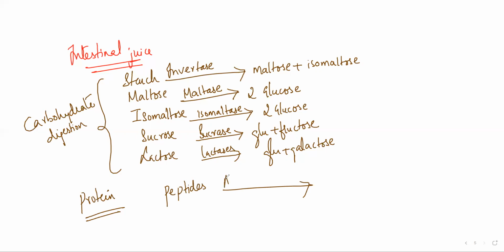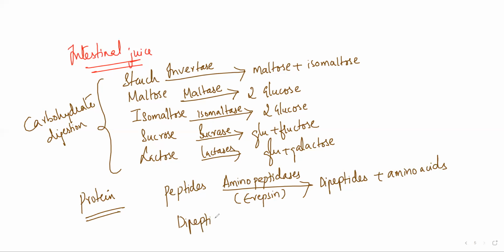Okay, this is going to be acted upon by aminopeptidases. You can even call this erepsin. If you find it as erepsin, this is the same thing. This is going to convert it into dipeptides, as well as produce simpler amino acids. And again, the dipeptides will be acted upon by the dipeptidases and will be converted into the simpler amino acids.